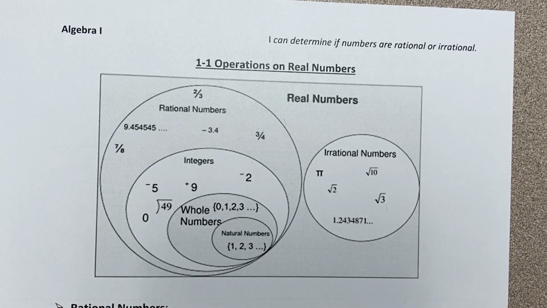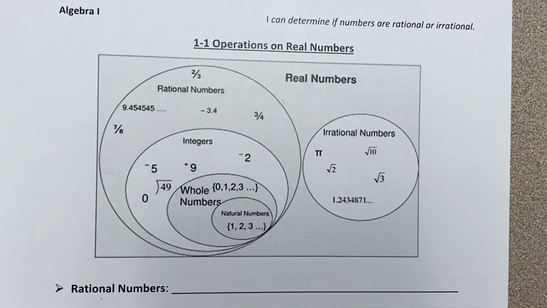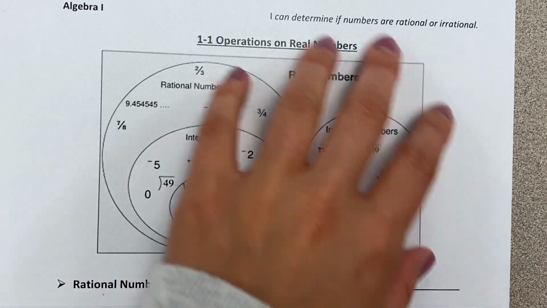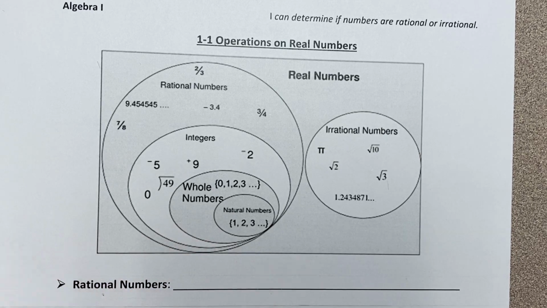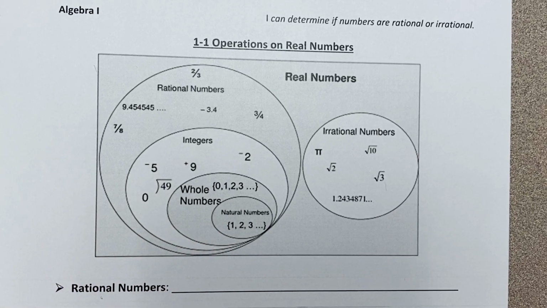Alright, so in algebra today we are starting with chapter 1, section 1. This is operations on real numbers. So we are going to be determining if numbers are rational or irrational. To start, I gave you this chart to look at. It actually makes it very easy to see the difference between rational numbers, integers, whole numbers, and we'll talk about that in a second.